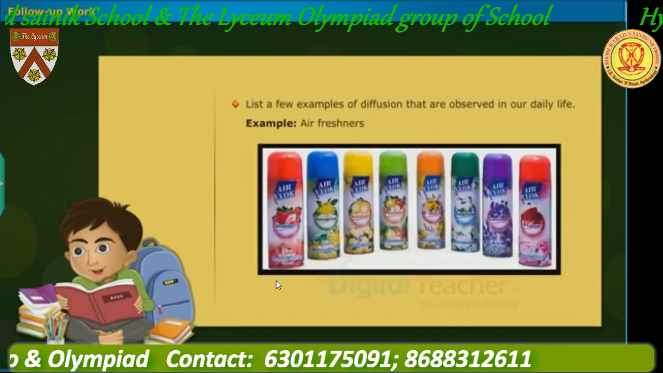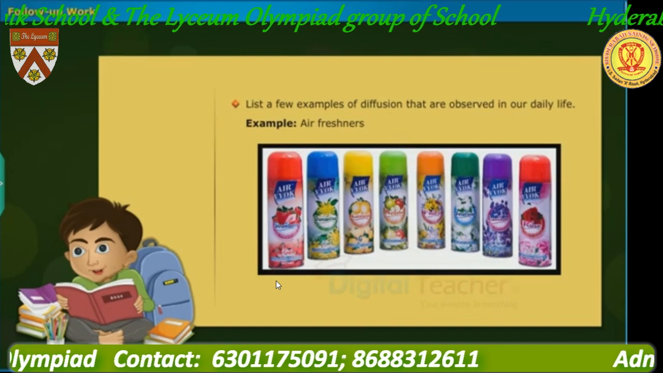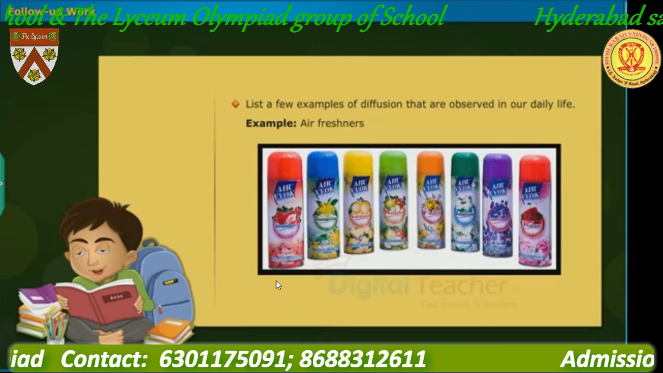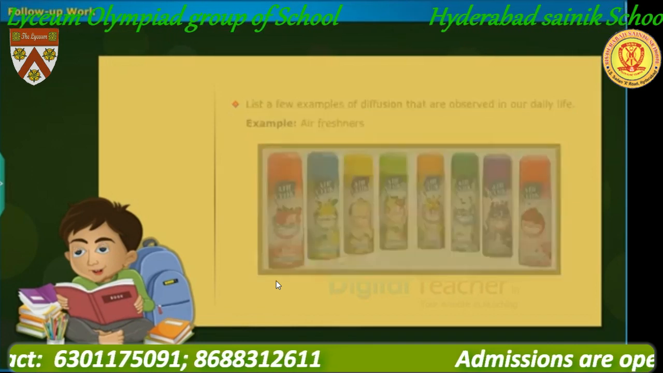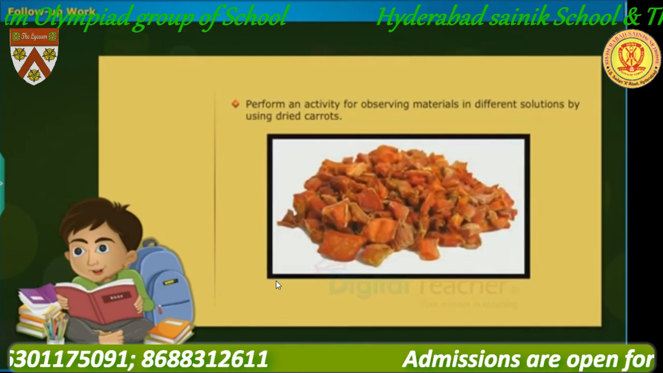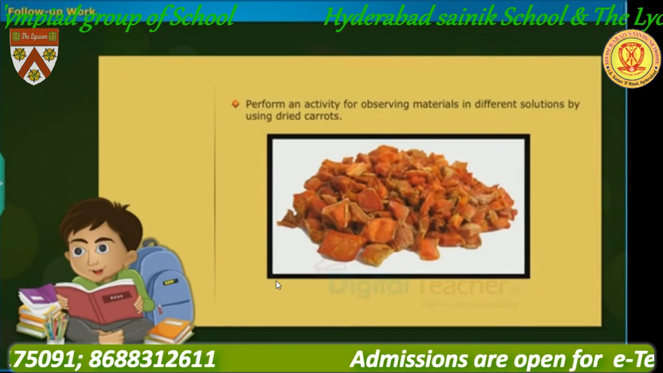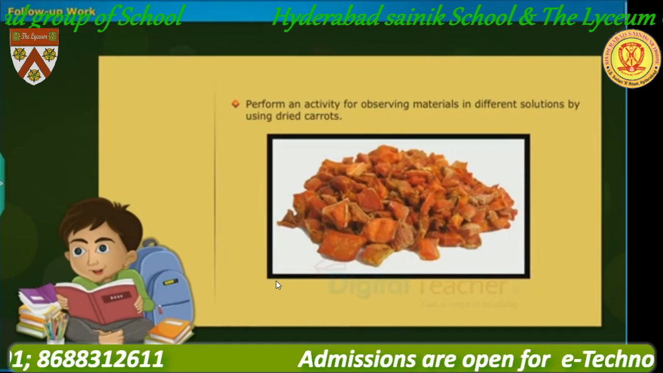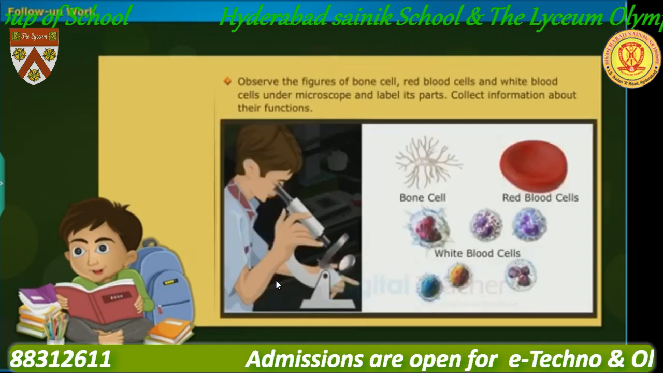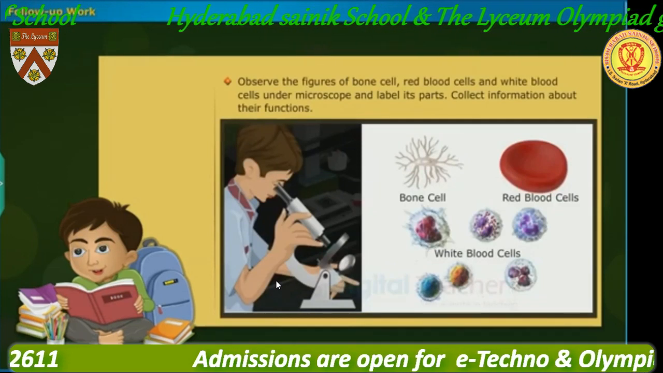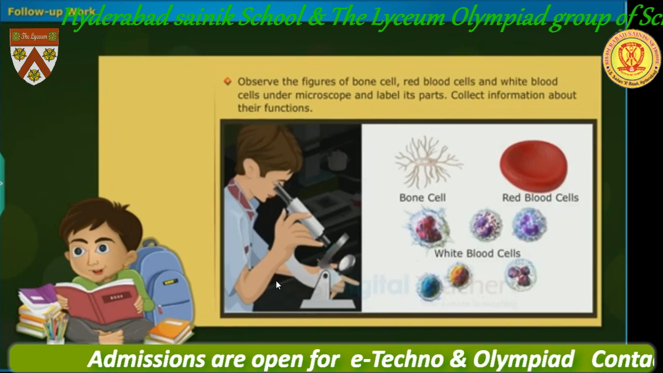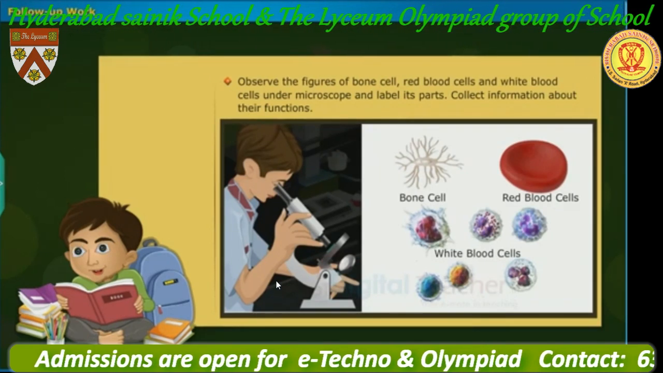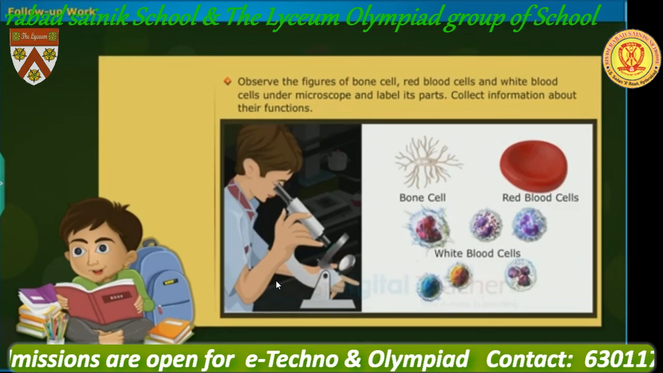List a few examples of diffusion that are observed in our daily life. Example, air fresheners. Perform an activity for observing materials in different solutions by using dried carrots. Observe the figures of bone cell, red blood cells, and white blood cells under microscope and label its parts. Collect information about their functions.